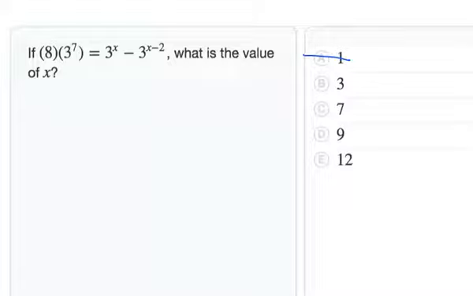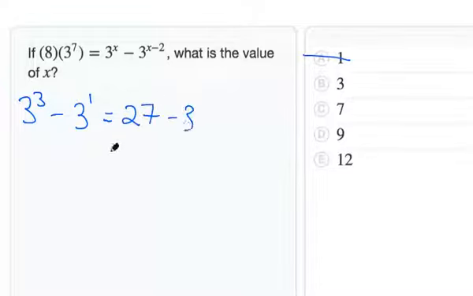In a similar fashion, if x is 3, let's go ahead and plug it into our equation. So 3 to the 3 minus 3 to the 3 minus 2, which gives us 1. These are nice integer values, so we can go ahead and simplify. We'll have a 27 minus 3, which gives us 24.